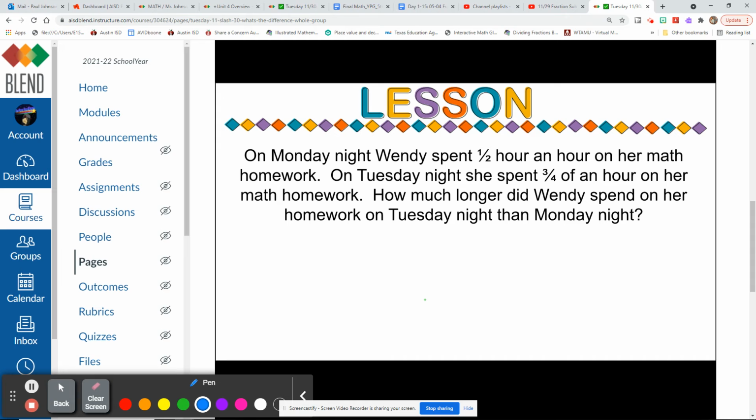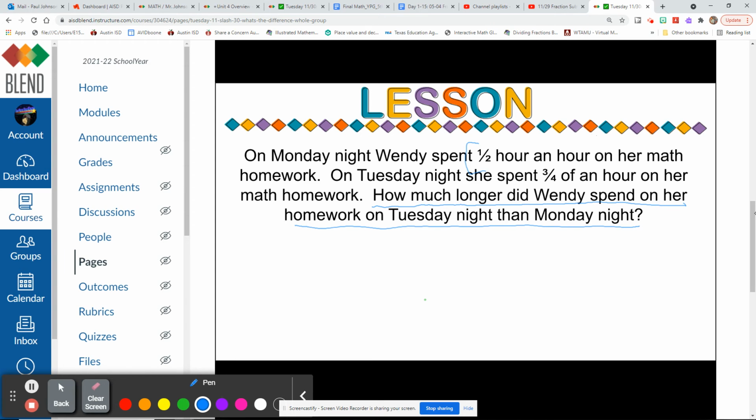How much longer did Wendy spend on her homework on Tuesday night than Monday night? That's the question. That's what we have to answer. I should read it twice before underlining my question. So, on Monday night, Wendy spent half an hour on her math homework. On Tuesday night, she spent 3/4 of an hour on her math homework. How much longer did Wendy spend on her homework on Tuesday night than Monday night?